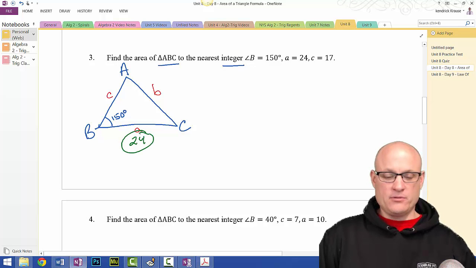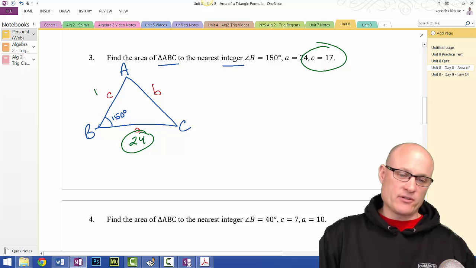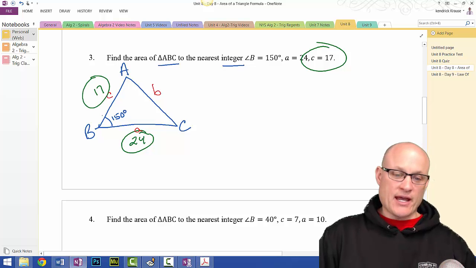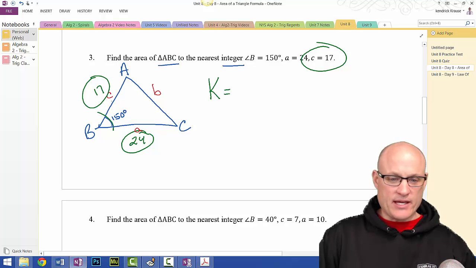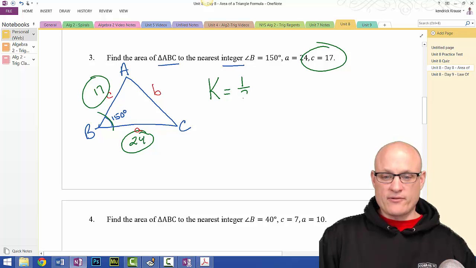Bam. Oh, as long as I have C. Oh, look, I have C. Oh, amazing. I have C as 17. So I have two sides and the included angle. So I can use the formula K equals. Now, it's not going to be 1/2 AB because I'm given A and C. So it's 1/2 A. Oh, I probably should be doing lowercase. AC sine of B. All right, not a problem.